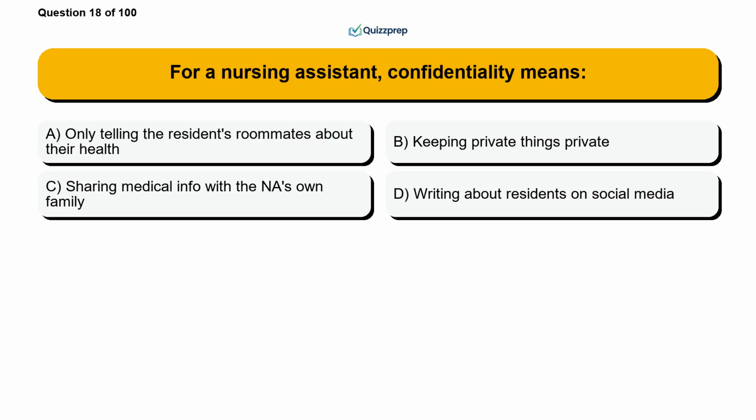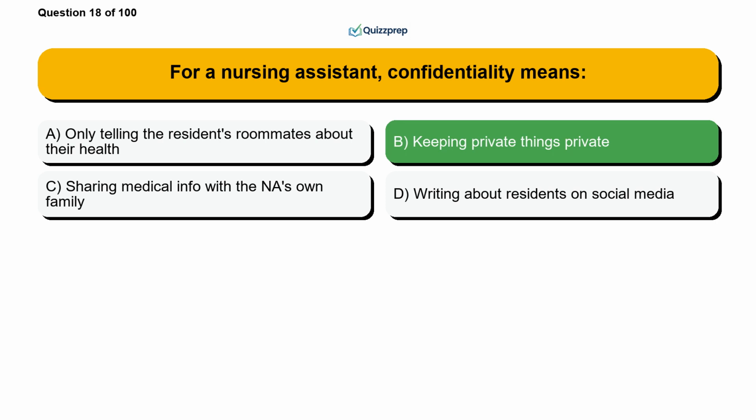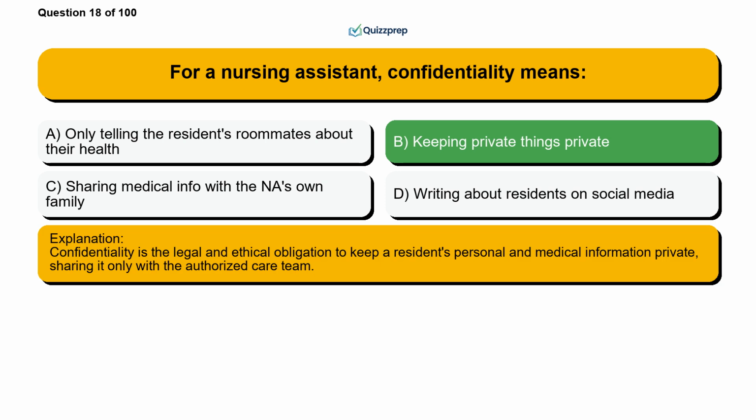Question 18. For a nursing assistant, confidentiality means option A, only telling the resident's roommates about their health. Option B, keeping private things private. Option C, sharing medical info with the NA's own family. Option D, writing about residents on social media. The correct answer is option B, keeping private things private. Confidentiality is the legal and ethical obligation to keep a resident's personal and medical information private, sharing it only with the authorized care team.